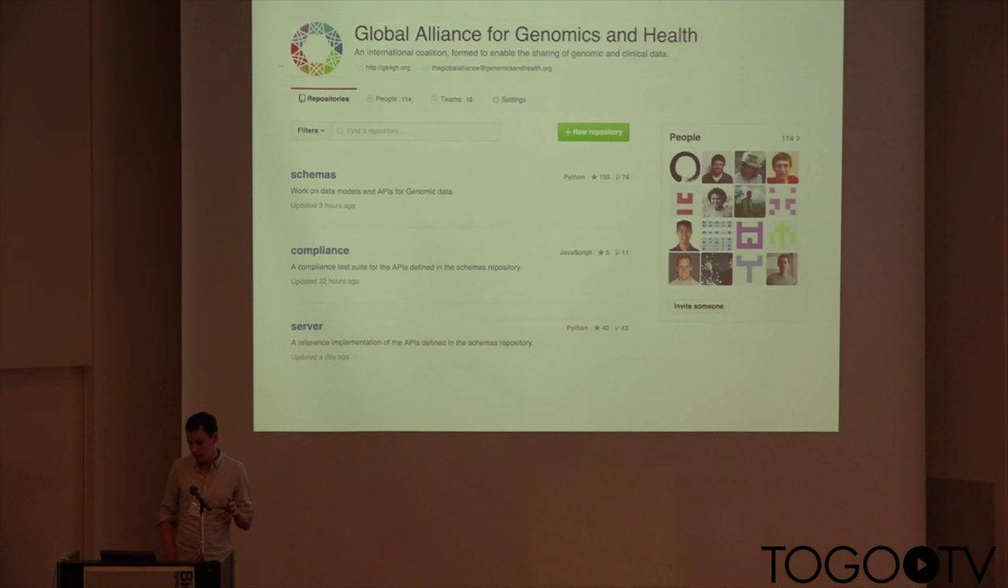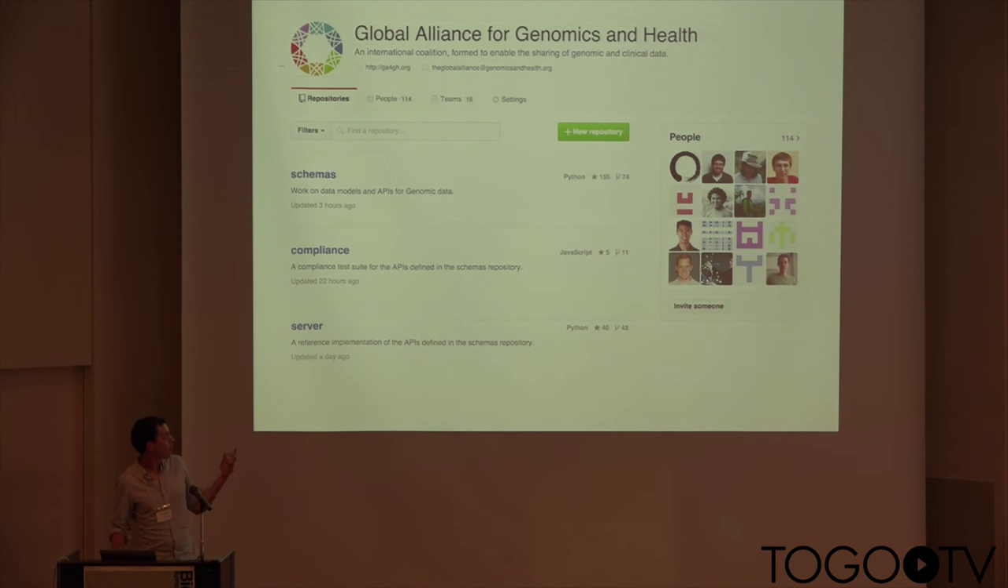So I am particularly involved in the data working group, which is chaired by my boss, David Haussler, and Richard Durbin. And there are many projects of the data working group, but possibly the linchpin project is the development of a set of web APIs for genomic data sharing. And when I say genomic, I mean all things genomic in the very broadest sense. Along with the web APIs, there's also a compliance suite for testing conformance, and there is a reference implementation, which is supposed to demonstrate proof of principle.